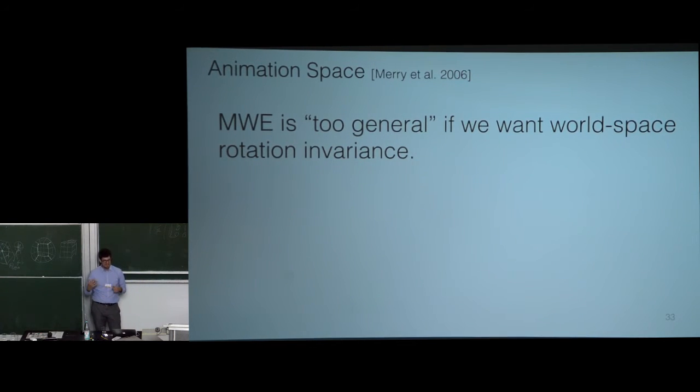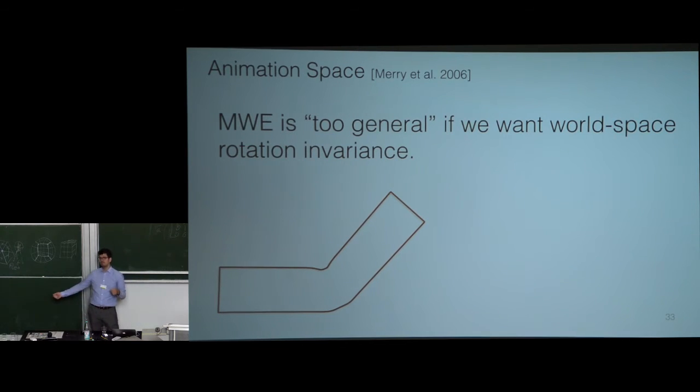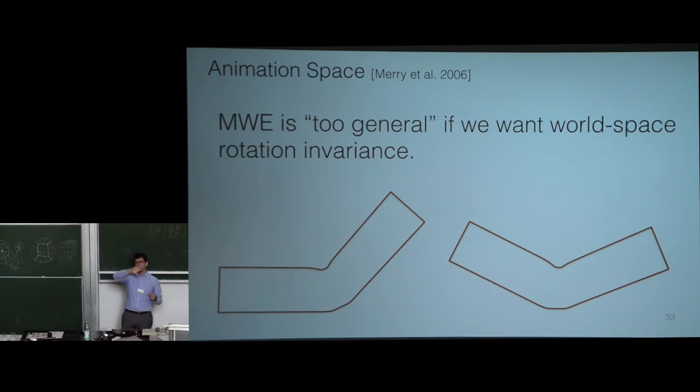Animation space makes an interesting observation on top of multi-weight enveloping, that multi-weight enveloping is in some sense too general. You've actually added too many degrees of freedom if we want the deformations that we're controlling to be rotation invariant. Rotation invariance means that if we apply a transformation in the rest pose, or we apply those same transformations but rotated by a global rotation, we'd expect to get the same deformation, just rotated. It's a very natural thing to want. If we have a character that's turning around, we'd like his arms to behave in the same way as if he did those operations in his rest pose, and then we rotated him afterward.